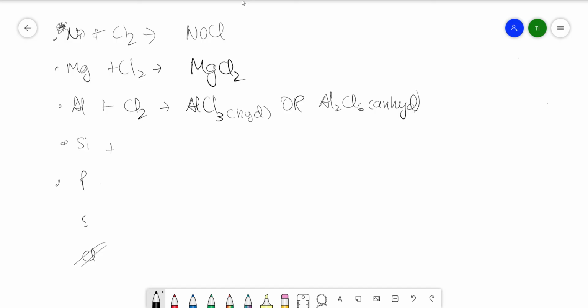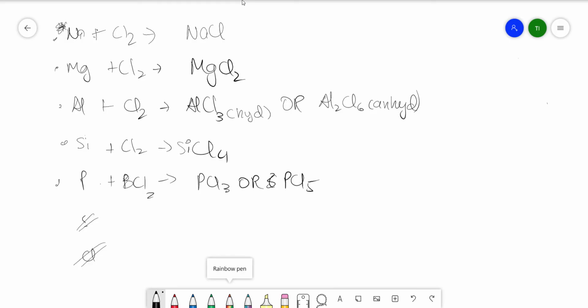For Si, it will be SiCl4, and for P, it can either give PCl3 or PCl5, depending on the oxidation state of the phosphorus. And there generally isn't a reaction between S and Cl, so we don't really write that. If there is a reaction, they mention it in your paper.